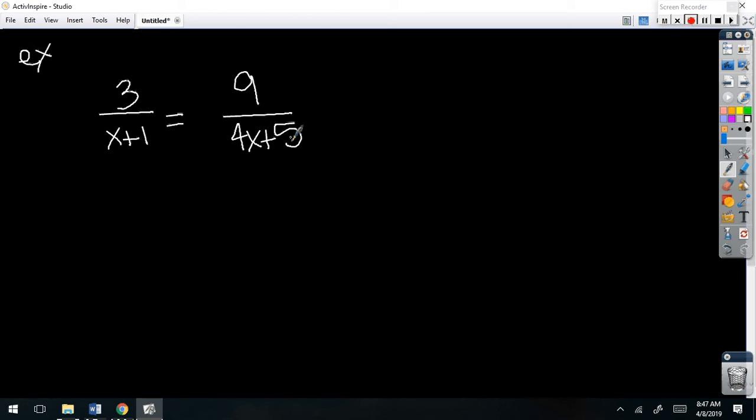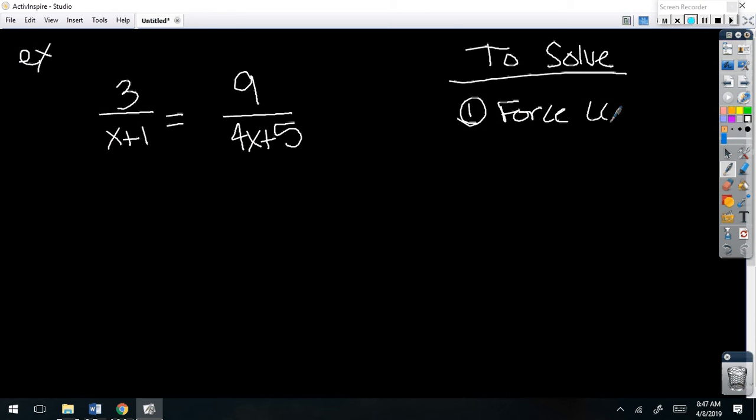So I like the LCD method for solving any type of rational equation, okay? Any type. Because these don't have common denominators, could I force common denominators? Yes, and essentially what you're doing is cross multiplying, but this works all the time if you think about it this way. To solve, force LCDs on the entire equation. We'll get to some that are a little more involved than this one, but for the sake of example, let's look at the first one.